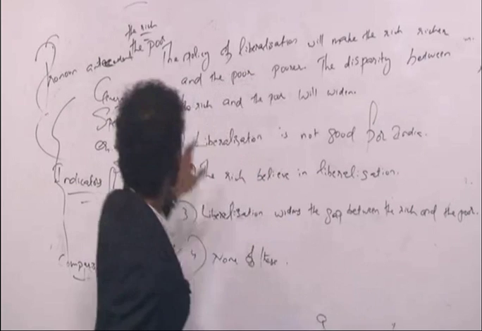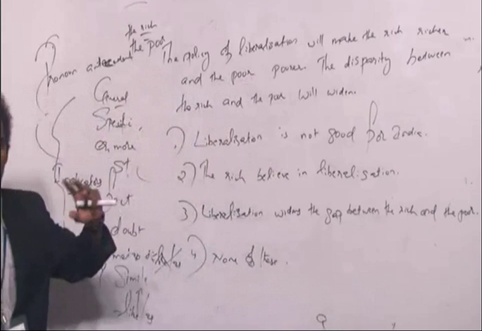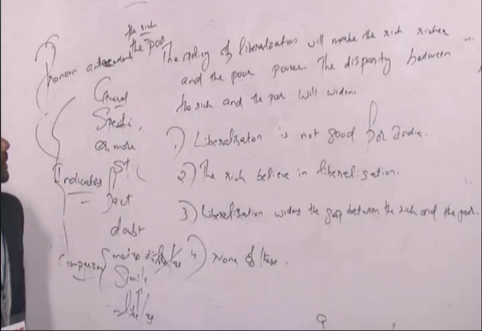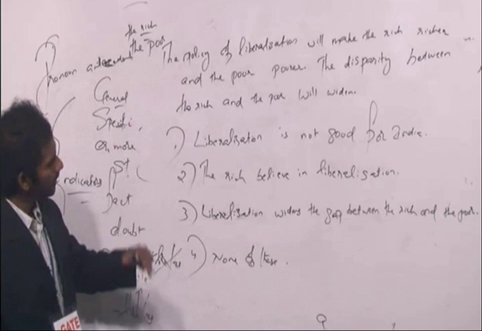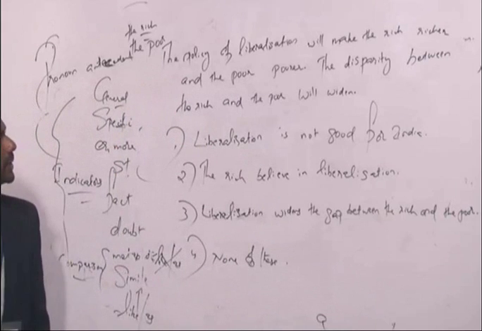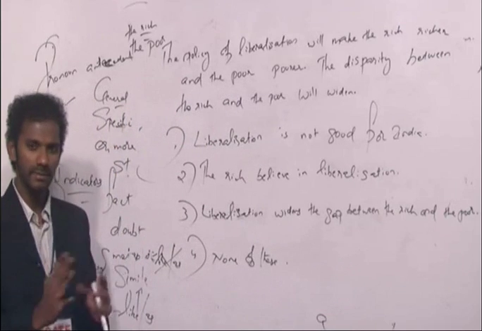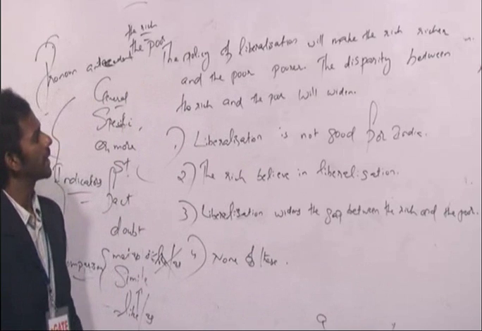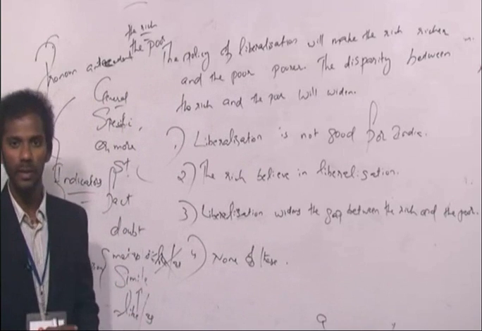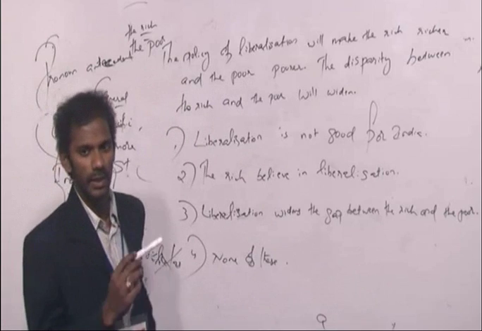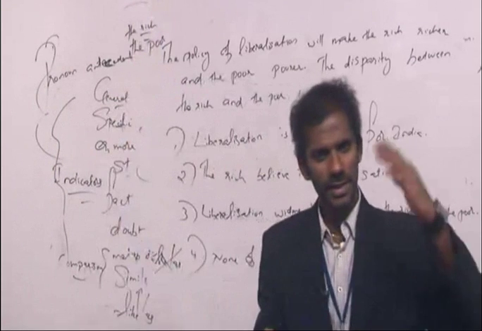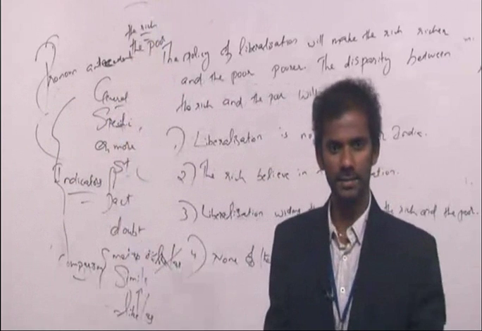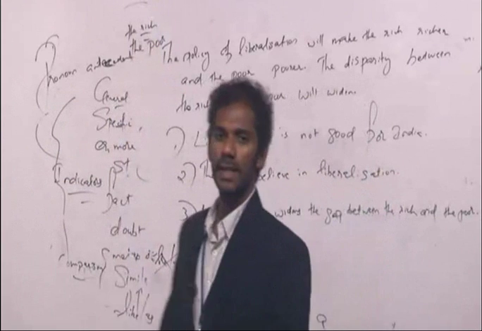Clear? So the rich and the poor are phrases meaning rich people, poor people. The policy of liberalization will make the rich richer and the poor poorer. The disparity between the rich, disparity means, as I said, the differences. The disparity between the rich and the poor will widen. Because of the policy of liberalization, the rich will become richer and the poor will become poorer. So of course the gap between the rich and the poor will widen. Clear? Fine. From this, what can be inferred?